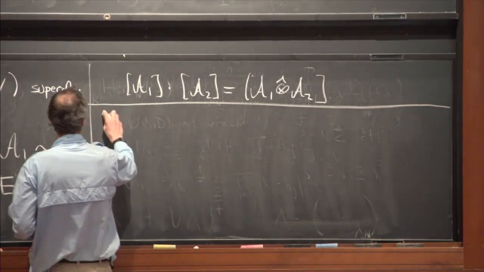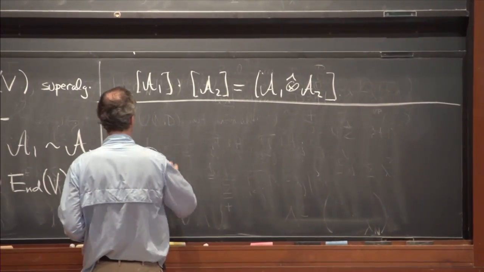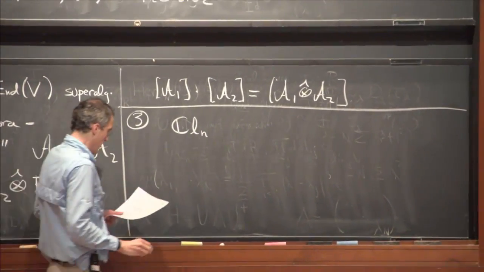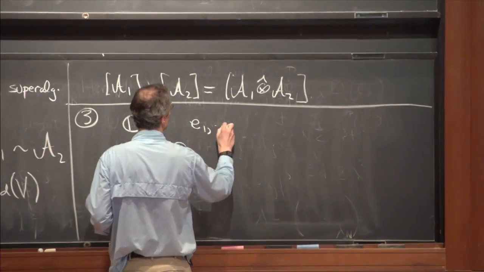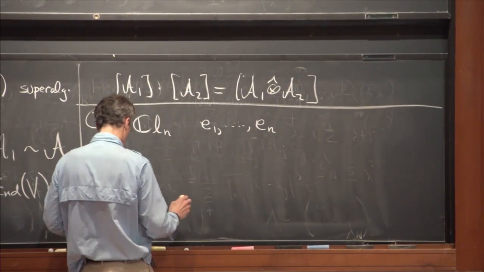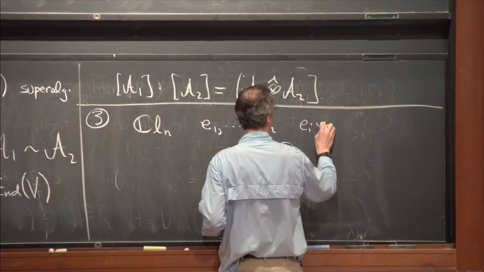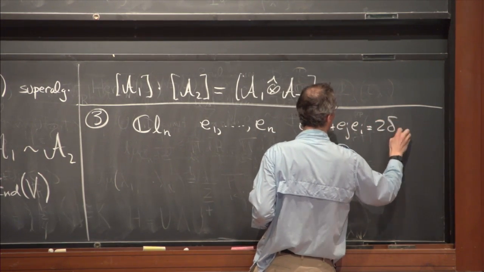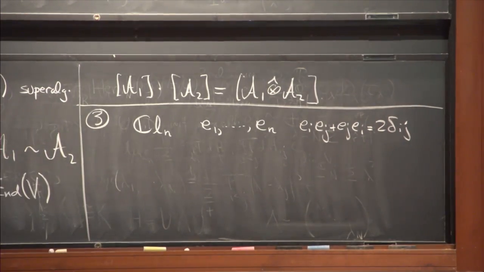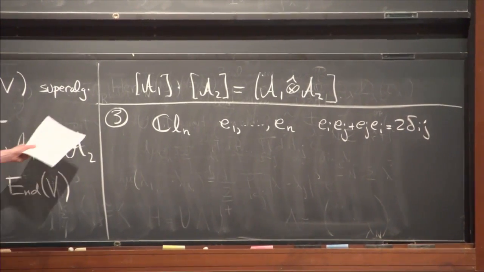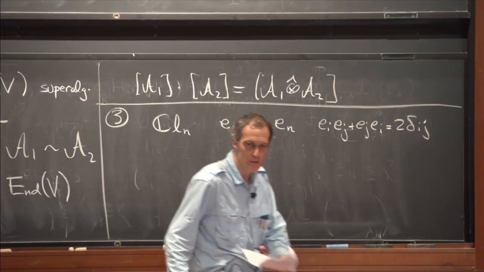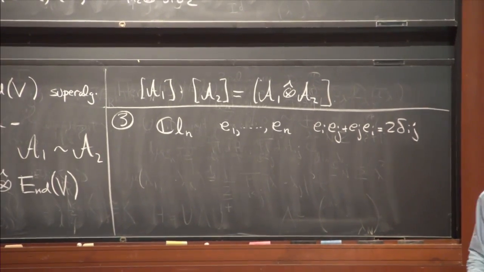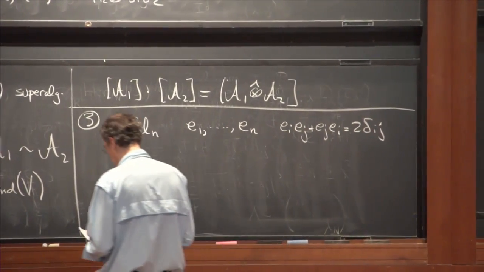Okay, so now we're doing real and complex Clifford algebras, and let's start with the complex Clifford algebra, CLN. It has n odd generators, E1 through En, and they satisfy the usual relations, EI EJ plus EJ EI is 2 delta ij. Or I could take minus 2. Why could I take minus 2? Because we're working over the complex numbers. I could equally well have multiplied all the E's by the square root of minus 1. And then I'd get a minus 2 on the right-hand side. Okay? So that's just a convention.